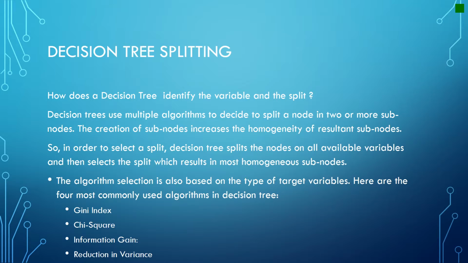So how does the decision tree identify the variable and the split? Decision trees use multiple algorithms to decide to split a node into 2 or more subnodes. The creation of subnodes increases the homogeneity of resultant subnodes. So, in order to select a split, the decision tree splits the nodes on all available variables and then selects the split which results in the most homogeneous subnodes. The algorithm selection is also based on the type of target variables. Here are the 4 most commonly used algorithms in a decision tree: the Gini index, the chi-square, information gain, and reduction in variance.